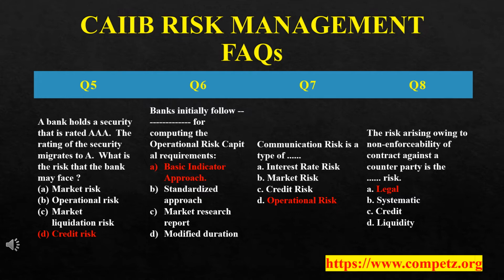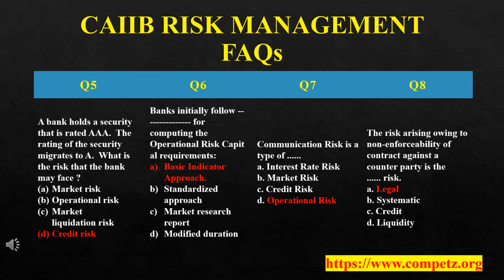is a dash risk. Which risk? It's a legal risk. Why? Because, see, I will repeat the question once again. The risk arising owing to non-enforceability of contract against a counterparty is the dash risk. Which risk? It's a legal risk.